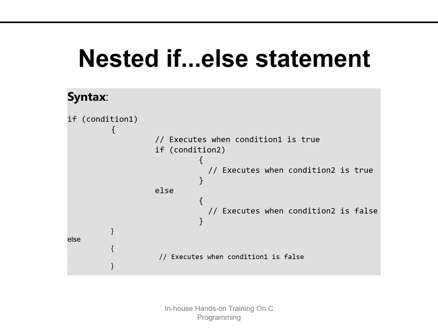Now we will see the syntax of nested if else. If condition 1, then you have to write another if condition 2 and execute the true block, else execute the false block of condition 2. If condition 1 is false, then we will execute the false block of condition 1.